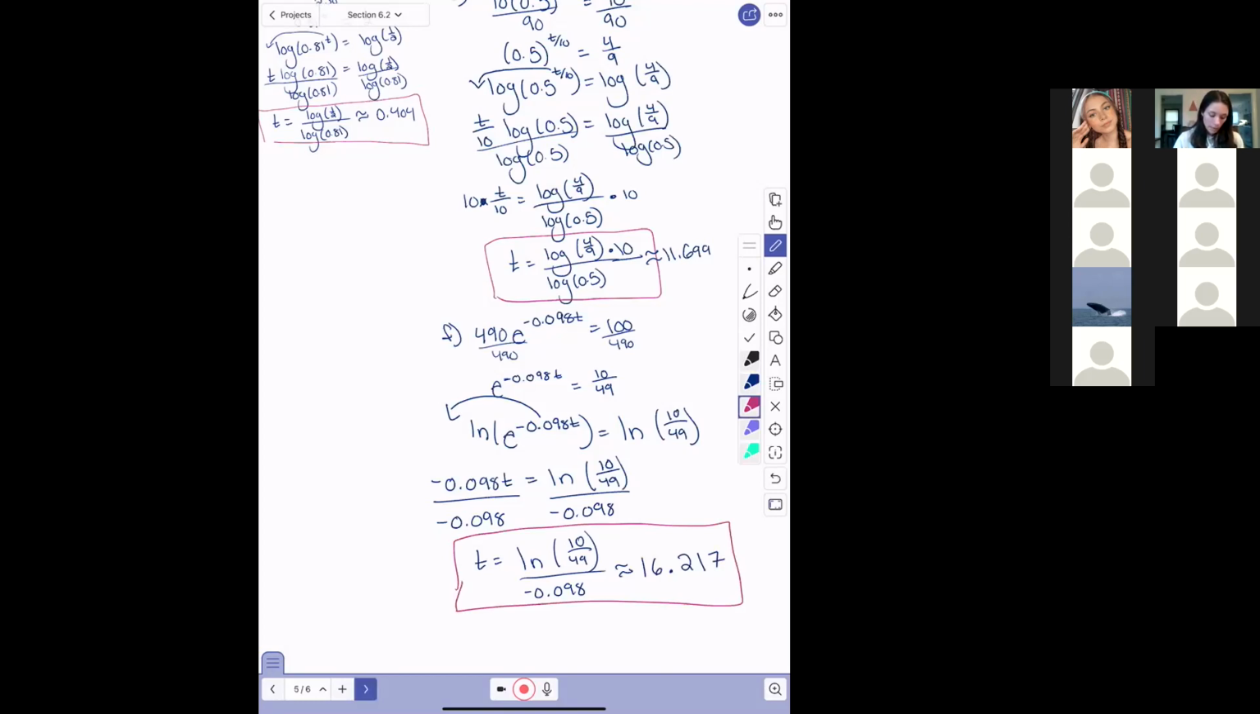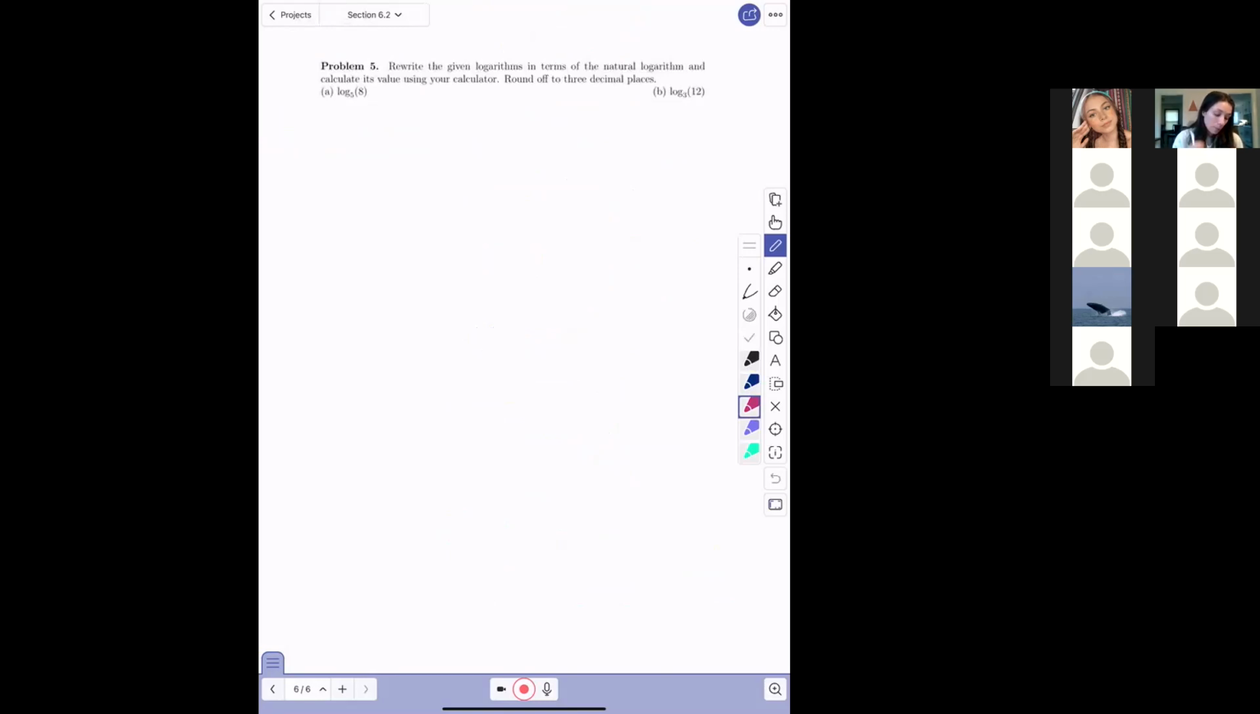Okay, the last page, our last problem, problem 5: rewrite the given logarithms in terms of the natural log and calculate its value using your calculator. So here we have to use the change of base formula in order to get the proper base. The change of base formula is that the log base b of x is equal to the ln of x over the ln of b, or you could use the log of x over log of b. Either rule will work.